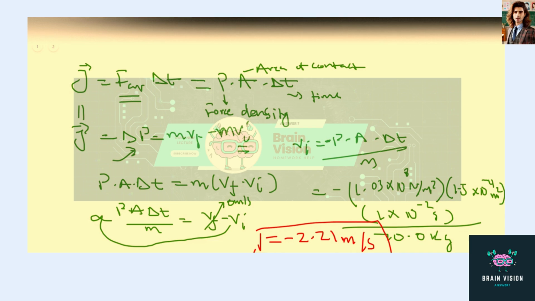It's pointing in that direction to the left, because the guy is going to bump into the pole. So this is the velocity.